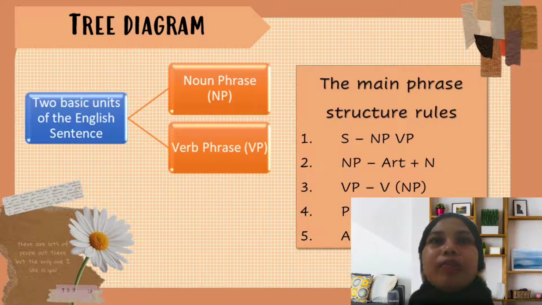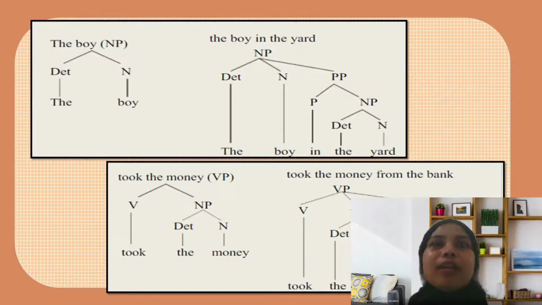Okay, now I will give you some examples for better understanding. The first one we have on the slide is the boy, which is a noun phrase. The is the article and boy is the noun. And beside this one, we have the boy in the yard. The is article, boy is the noun, in is the preposition, the is the article, and yard is the noun.